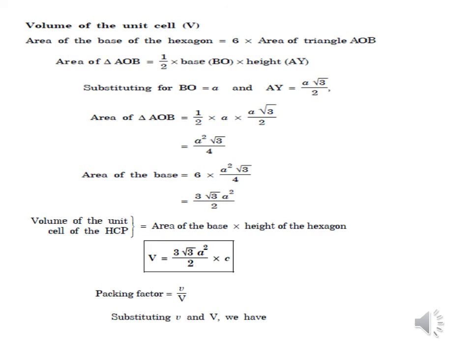Therefore, the area of the base is equal to 6 into A squared root 3 by 4. Simplifying this equation, it is 3 root 3 A squared by 2. Therefore, the volume of the unit cell of the HCP crystal structure equals area of the base into height of the hexagon. Capital V equals 3 root 3 A squared C by 2. Atomic packing factor equals small v by capital V. Substituting this small v and capital V.